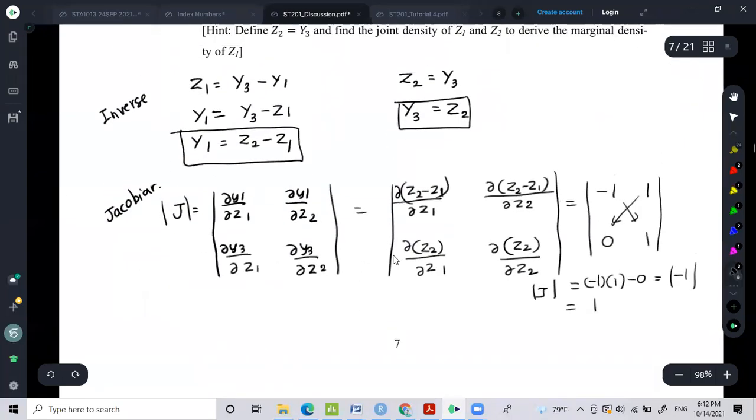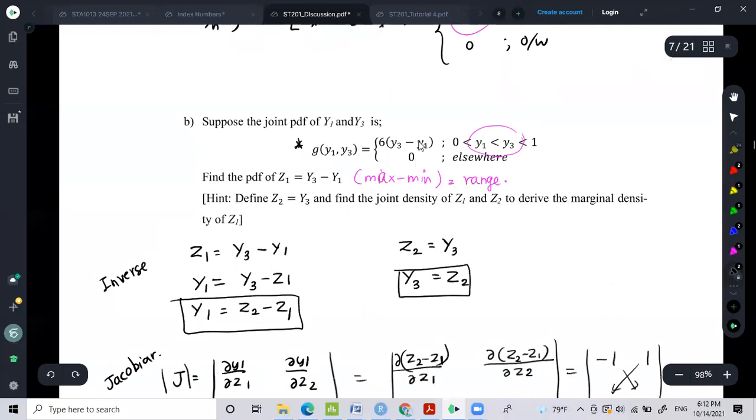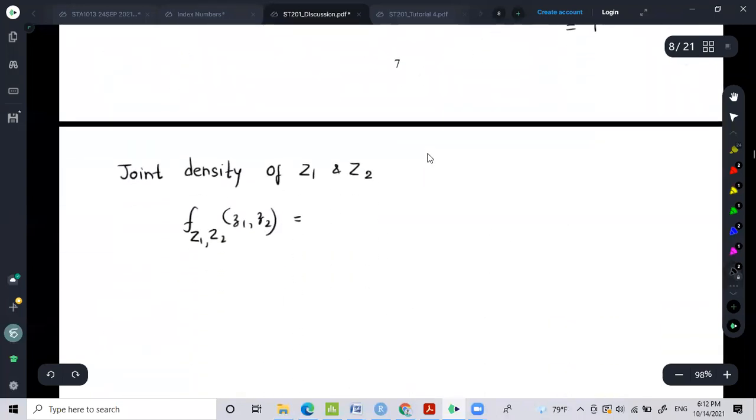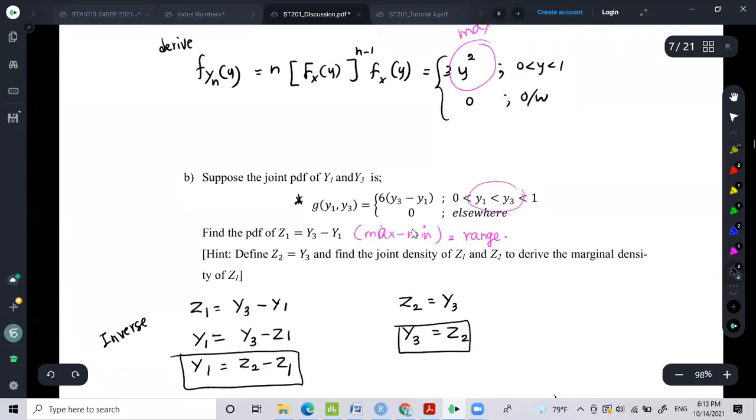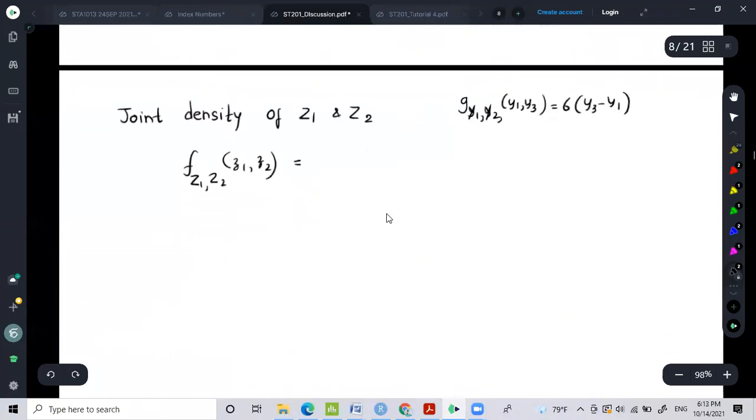So you take the joint density of Y1 and Y3, and wherever you see Y3, I'll write it again here. So we know the joint density of Y1 and Y3 is given. It is 6 times Y3 minus Y1, right? So here's the joint density: 6 times Y3 minus Y1.